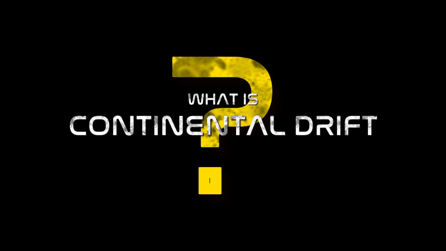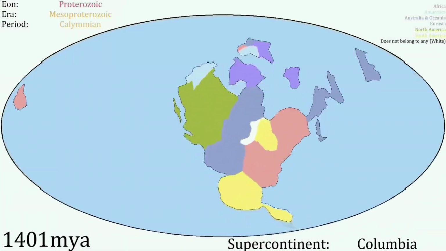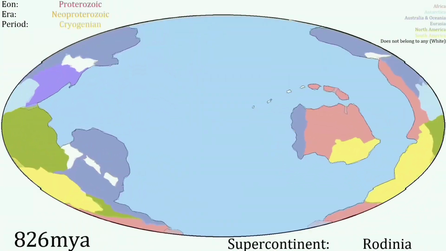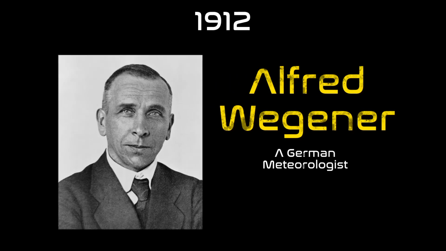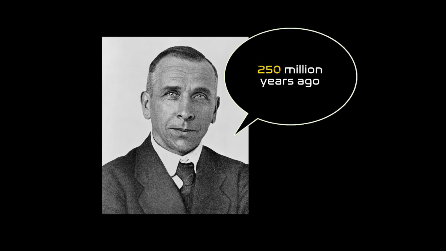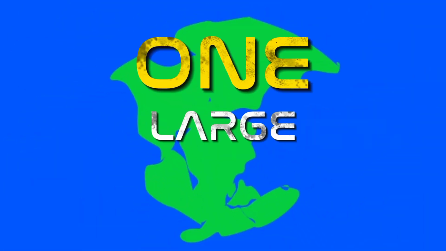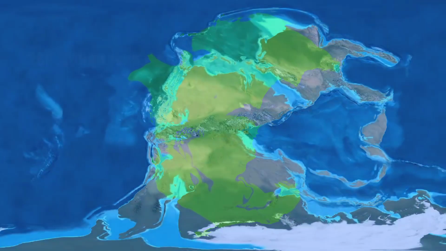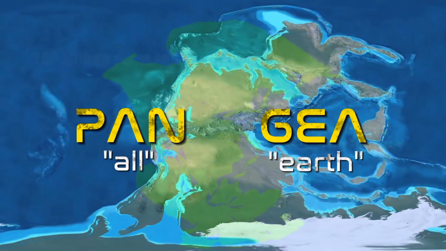What is continental drift? Continental drift is the hypothesis that the Earth's continents have moved over geologic time relative to each other, thus appearing to have drifted across the ocean bed. In 1912, Alfred Wegener, a German meteorologist, proposed the theory that about 250 million years ago, the continents were once one large landmass. He called this landmass Pangaea, a Greek word which means all earth.